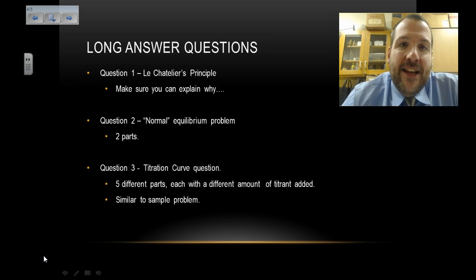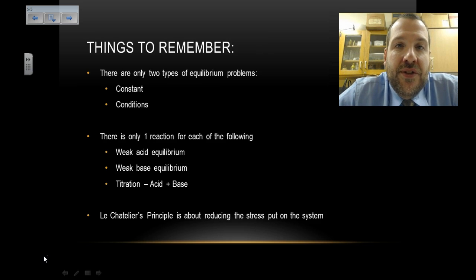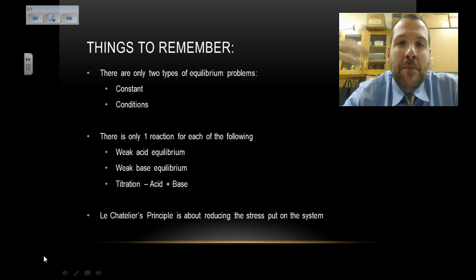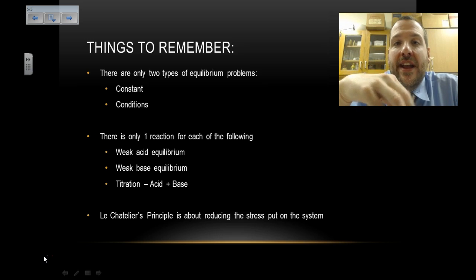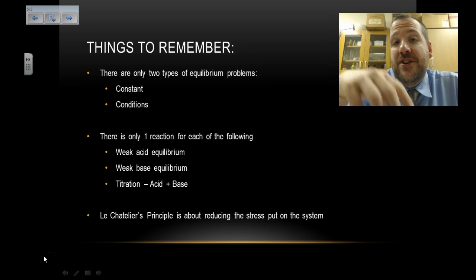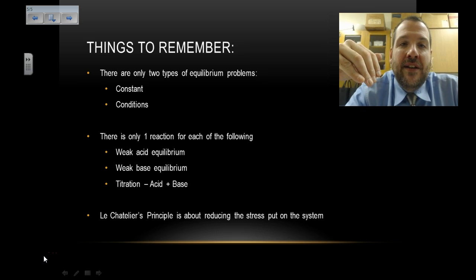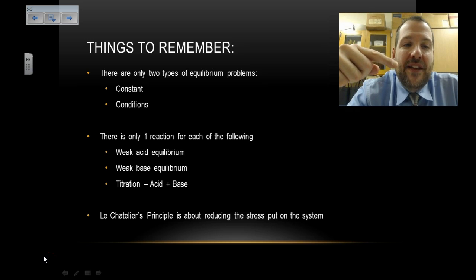So that's the questions overall, but I wanted to mention three points. These are things I highlighted all the time in class, but they bear repeating. The first is that there are really only two types of equilibrium problems, other than Le Chatelier's principle. When you're doing math, there's a problem where you have to find the constant, and a problem where you have to find the conditions. If you're given the constant, then you must have to find the conditions. That means you can find the pH, or the other concentration of the conjugate. There are a lot of ways to find the conditions, but if you're given the constant, you must find the conditions.